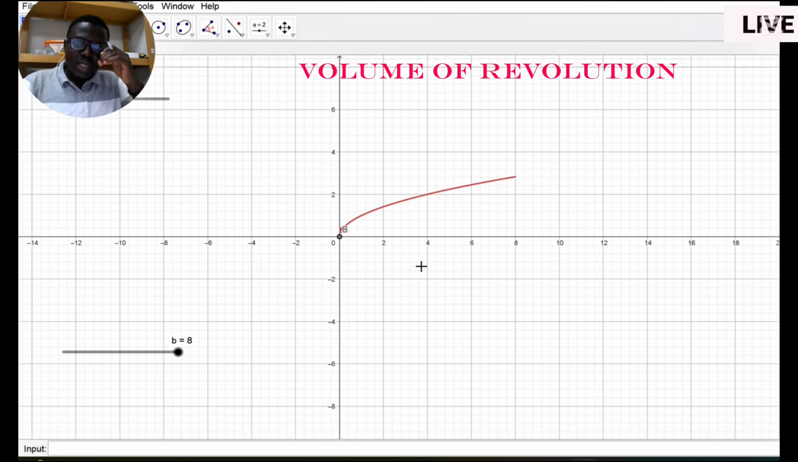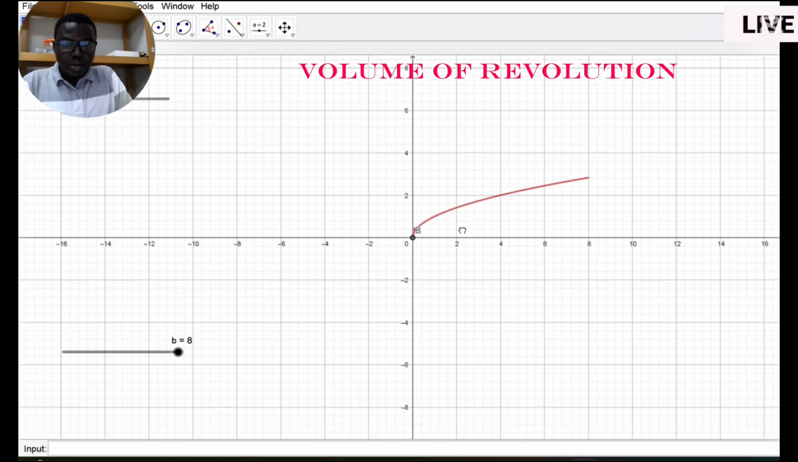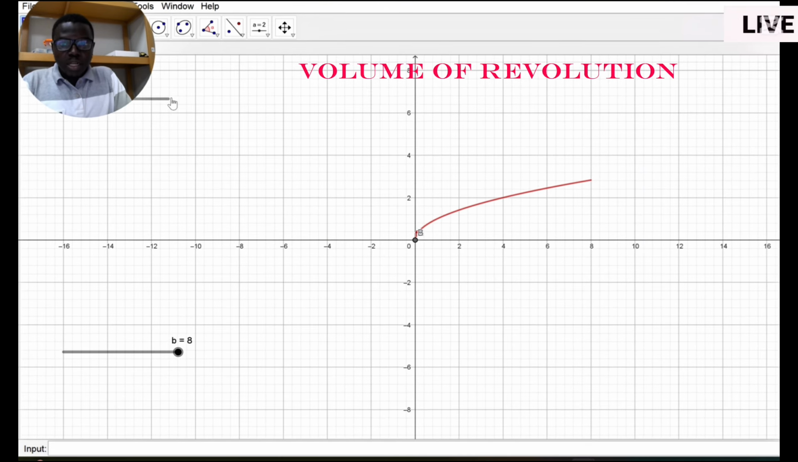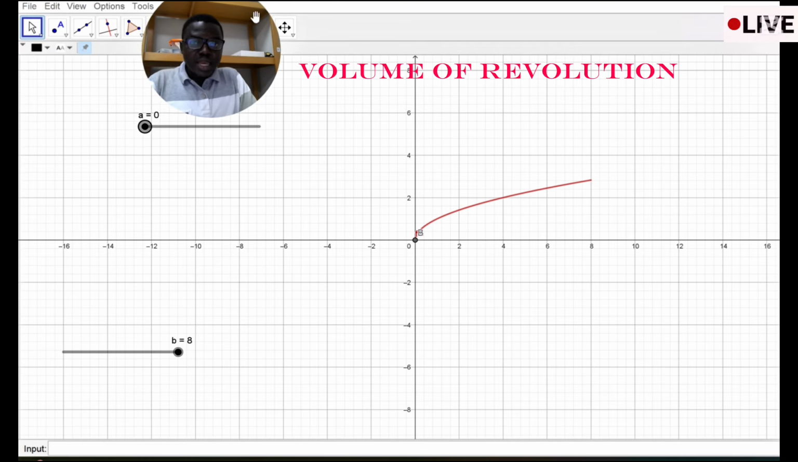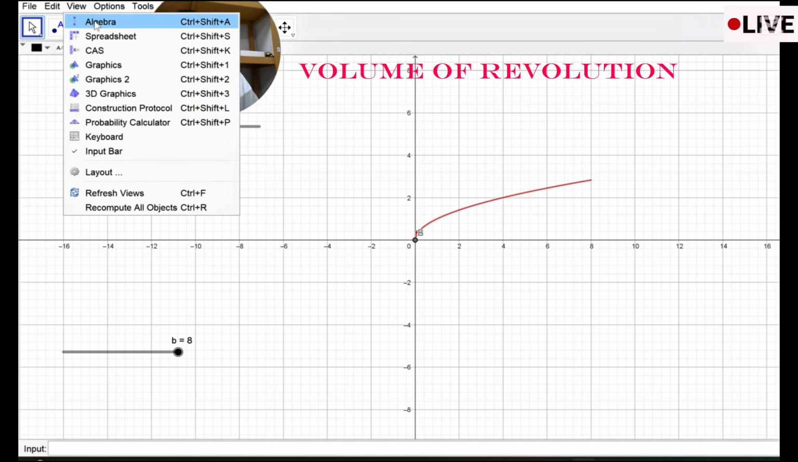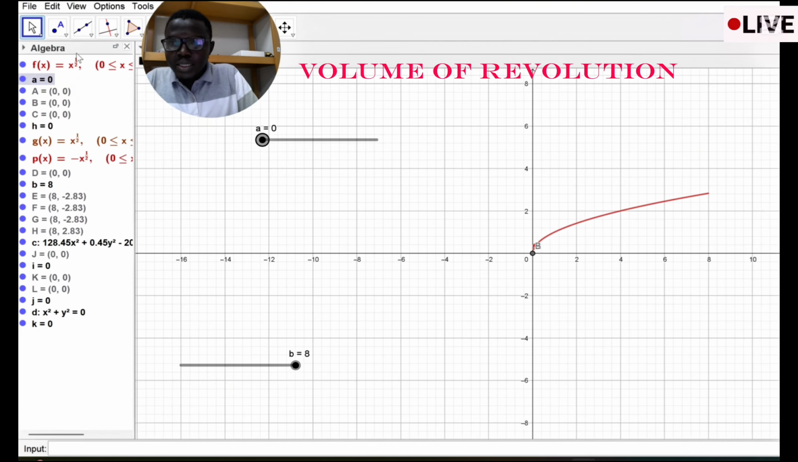So looking at GeoGebra, as you can see on the screen over here, this is the function I'm talking about, right? The function here is y equal to x to the power 1 over 2. Let me get out the algebra panel. So as you can see, y equal to, or f of x equal to x to the power 1 over 2, and that is the function, and we are rotating it around this x-axis. Is that okay? Rotating around this x-axis.